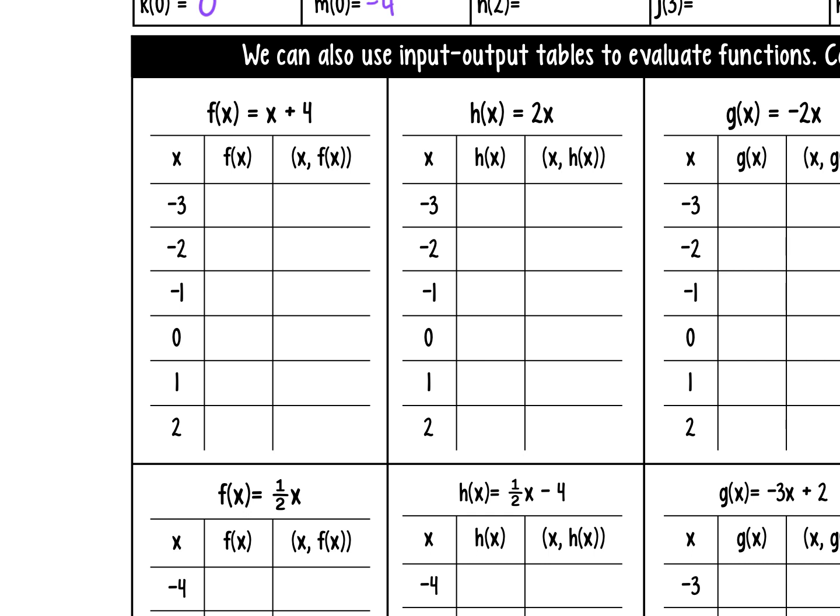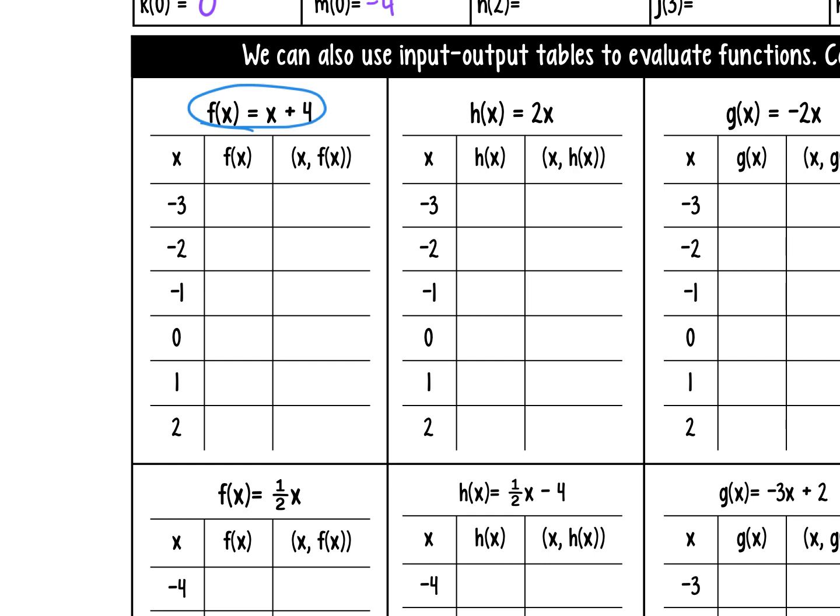Okay, number crunchers, welcome back. Let's take a look at these input-output tables to evaluate the functions. We're going to complete the tables and then the ordered pair that we can put on a graph. So my first function is f of x equals x plus 4. I'm just taking the input and adding 4.